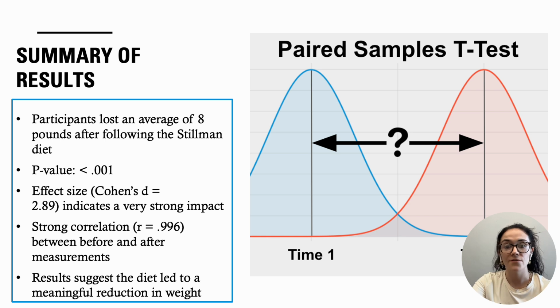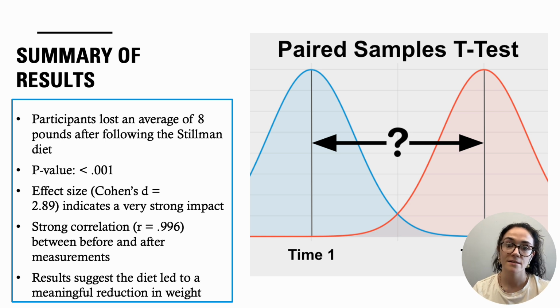We also examined the effect size. Cohen's d was 2.89, reflecting a very strong effect. This tells us that the diet didn't just cause a small or subtle change, it had a major impact on participant weight. Additionally, the correlation between pre and post diet measurements was 0.996, which is extremely high. This strong correlation reinforces the paired nature of our data, showing that each participant's weight change was closely tied to their own before and after results.